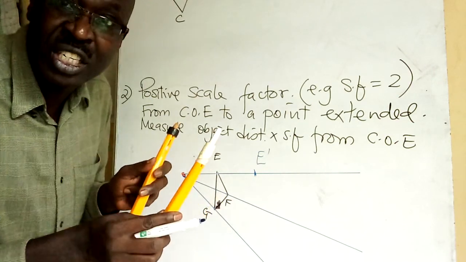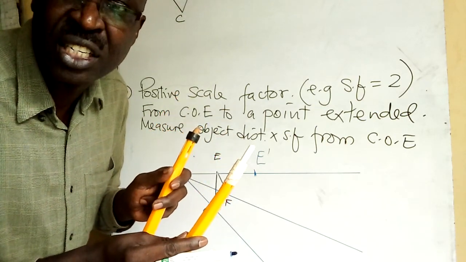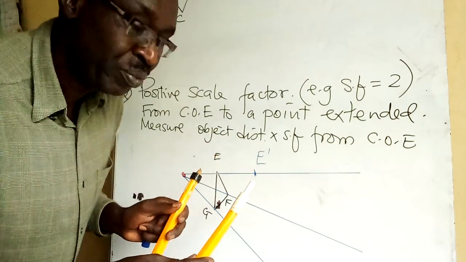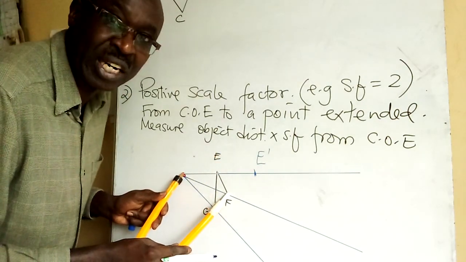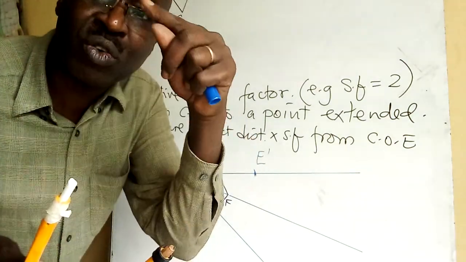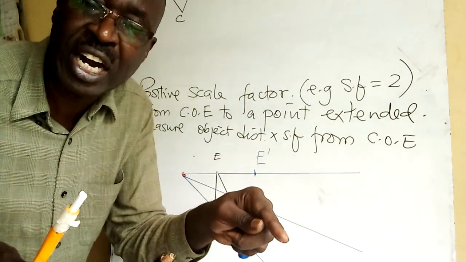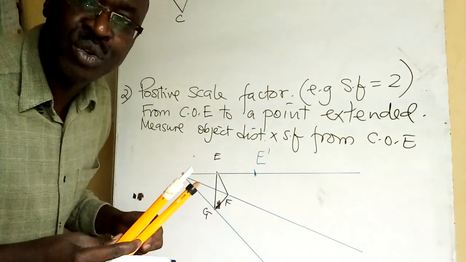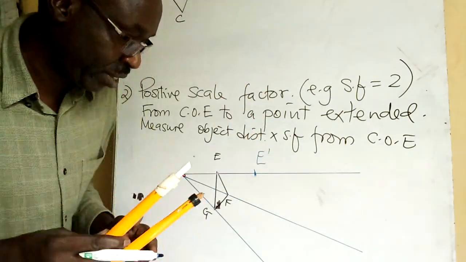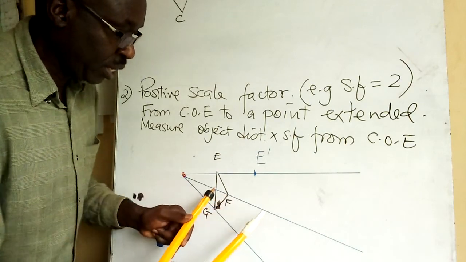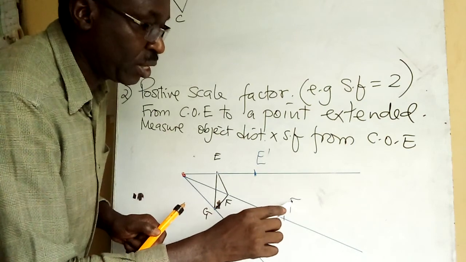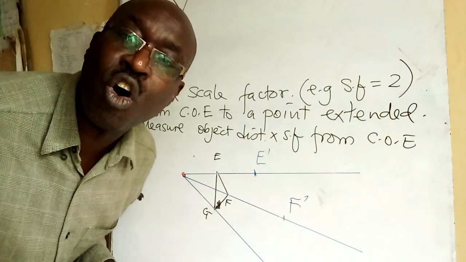Okay? This is the object distance, the distance of F from the center of enlargement, from the center of enlargement to a particular point. That is what we call object distance. I do it the number of times according to the scale factor. Our scale factor is 2. I do it 2 times, from the center of enlargement. So I do it 1, and then here 2. Roughly there, that is F prime, the new position of F.